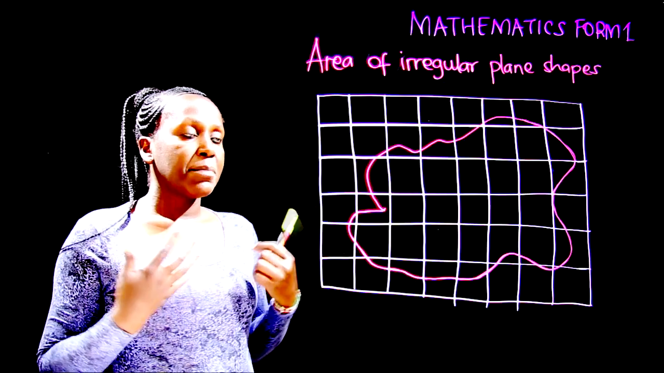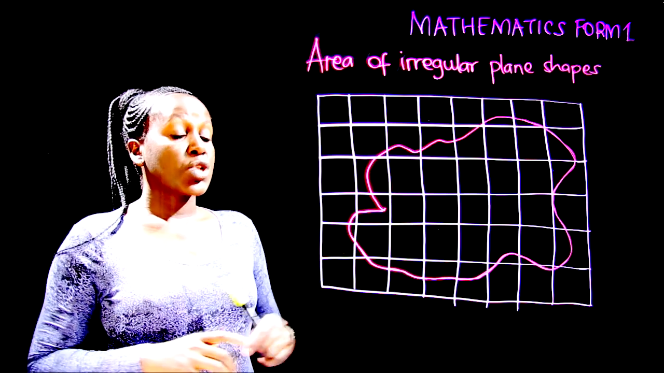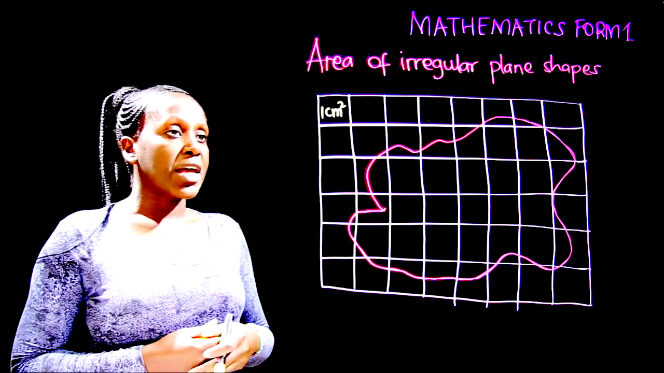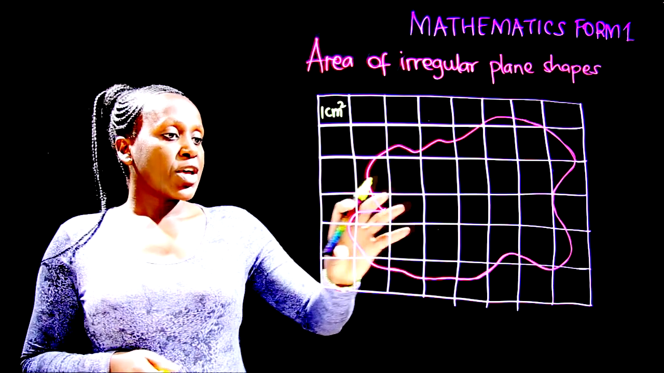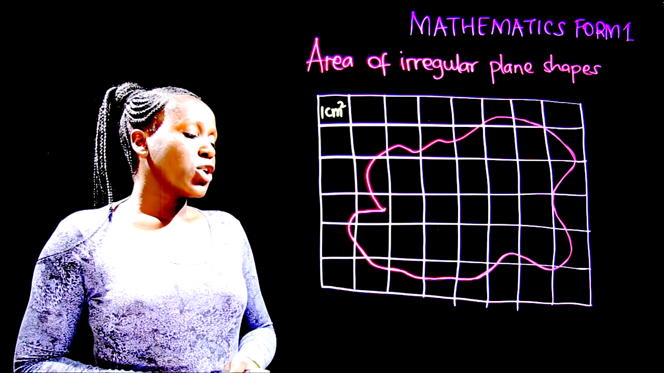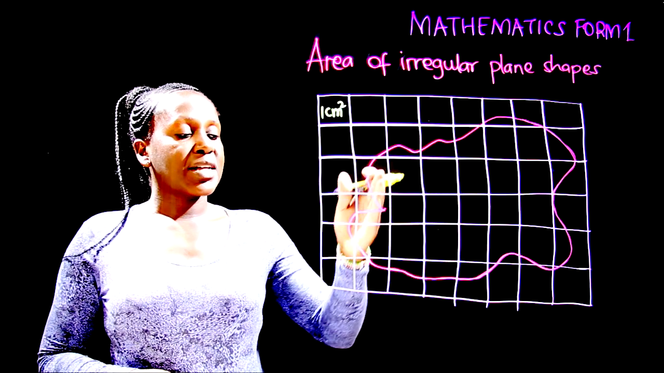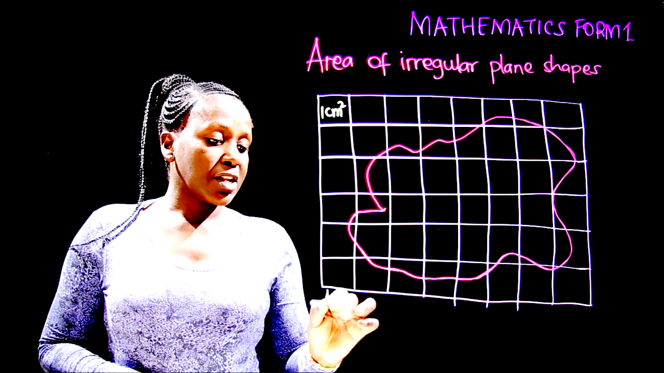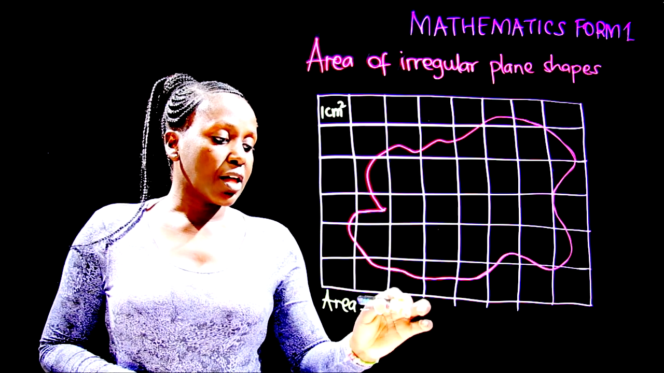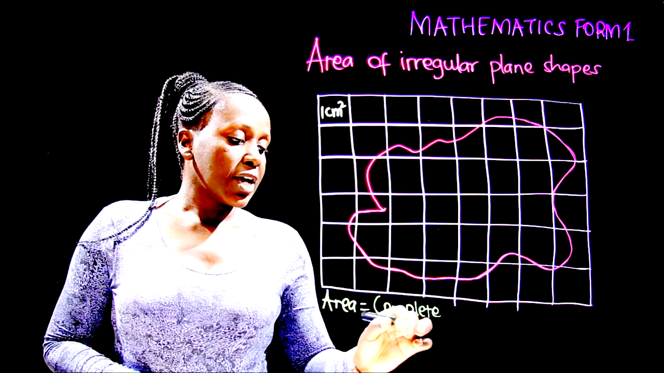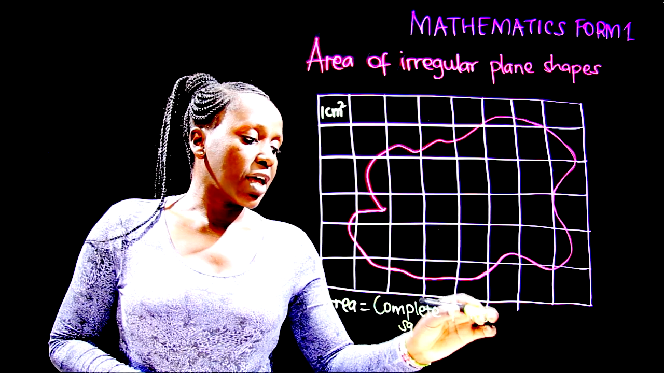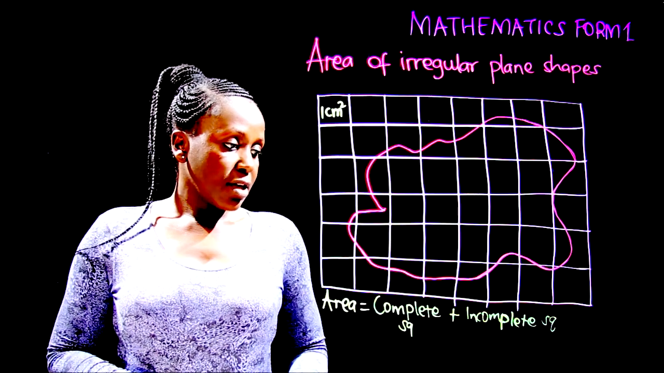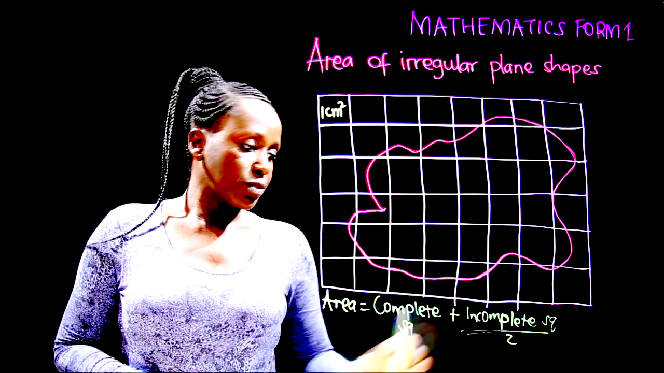Now, area of irregular plane shapes can be determined by tracing them on a grid that has squares of 1 centimeter squared. So the area of each square here is 1 centimeter squared. So here we have our pink shape on our white grid. So what we do, you realize that the shape is covering some squares. Some squares are complete and others are incomplete. So the area of an irregularly shaped object is given by counting the complete squares. Okay, so we take the complete squares, then we add the incomplete squares divided by 2.